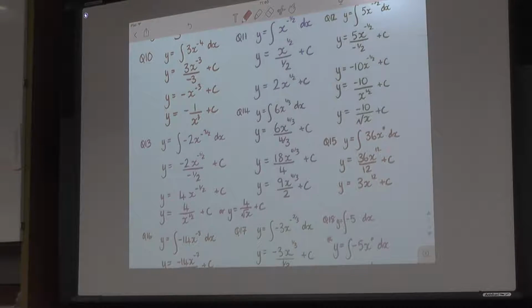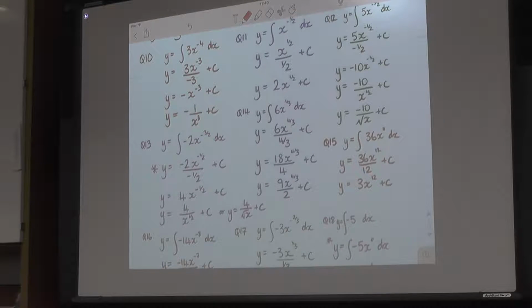One of the key things, remember, if you look at question 13, dividing by a fraction is the same as multiplying by its reciprocal. So dividing by minus a half is the same as multiplying by minus 2 over 1. And a minus divided by a minus gives you a plus, so that's how we get plus 4.